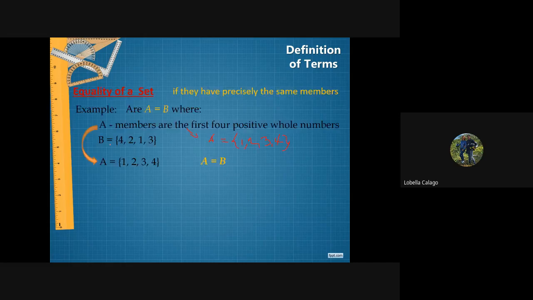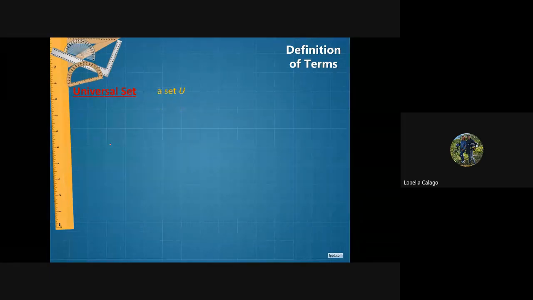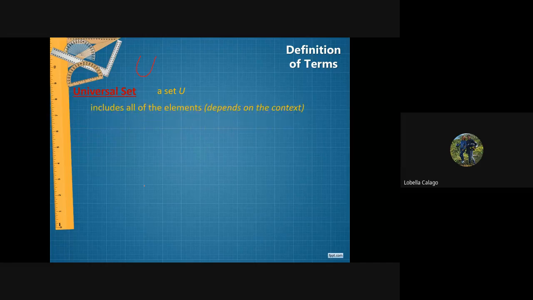So we're done with the equality of sets. Now we're going to the universal set. Ano ang universal set? Universal set represent U. Yan, ganyan. So that is a universal set. It includes all of the elements, depends on the context.